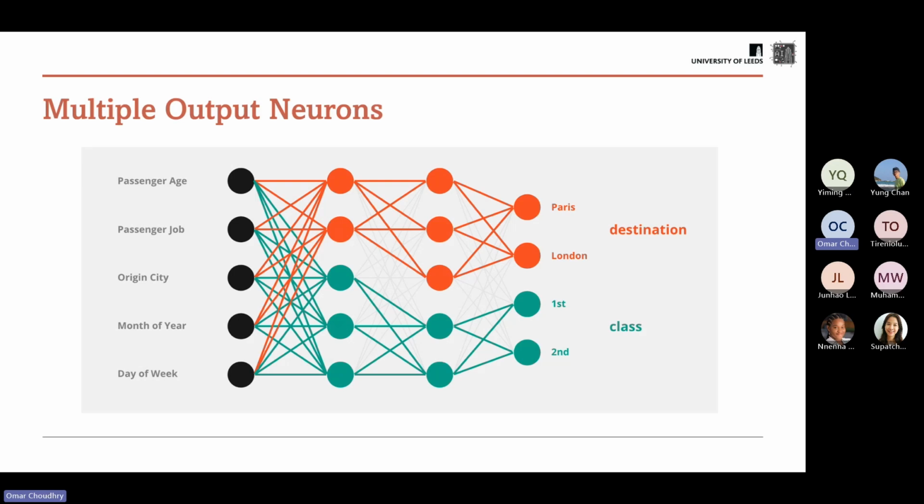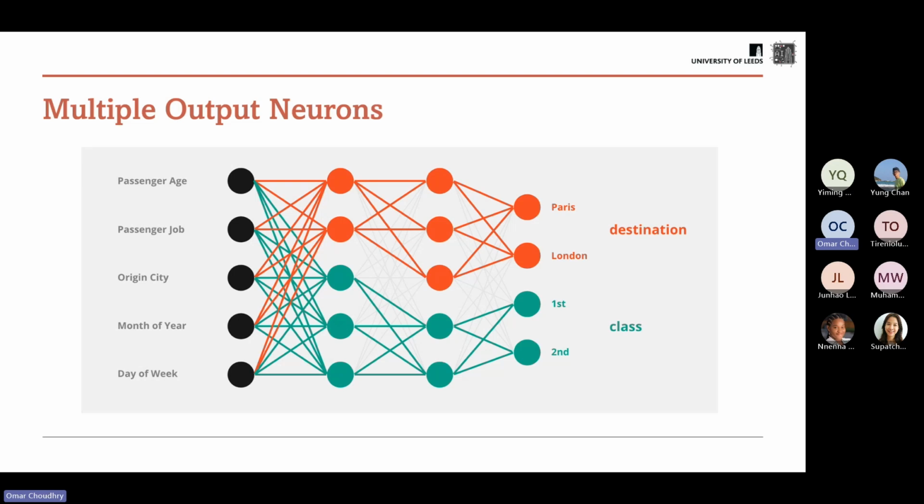If you imagine here a little more practical example, we can look at some of the inputs as, let's say, this is a neural network that's trying to predict the destination and the class that a passenger will be traveling at. You can see the model is taking in the age, their job, where they're coming from, the month of the year, and the day of the week. And by combining all of these weights, they have 2 different classifications from the same network. So if you take all of these inputs, you're able to get whether they'll be going to Paris or London. And of course, this could be many more cities. It doesn't just have to be 2.